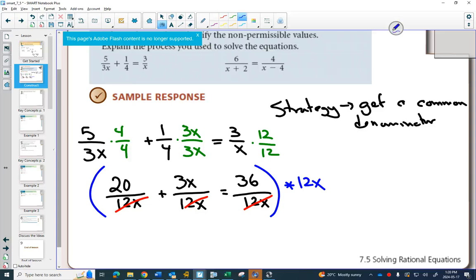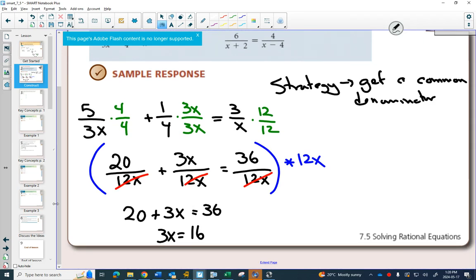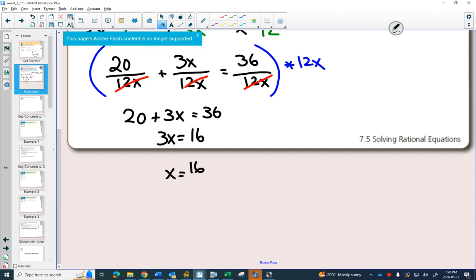Because that changes my equation now to just be 20 plus 3x equals 36. And I can simplify this by combining my like terms. And I can solve for x. X becomes 16 over 3. So if we can get that common denominator, we can then multiply both sides by the common denominator, gets rid of our fractions completely, and our life is really easy.